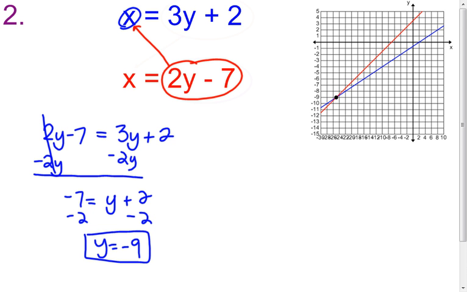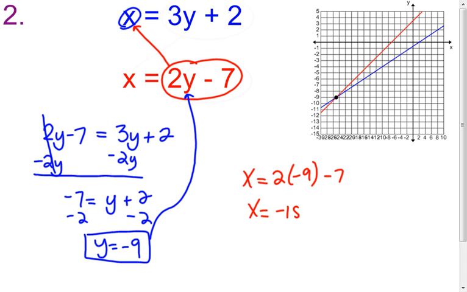So I now know what y is, but I do not know what x is. So I will take that and I will put it right back in where I circled. And then I'm going to take the x equation and I will say x equals 2 times, instead of y, I can replace that with -9 minus 7. So x equals -18 minus 7, or x equals -25.